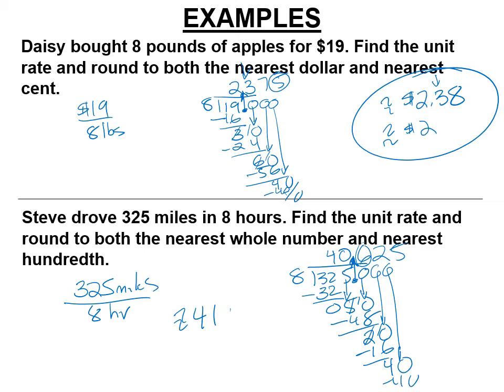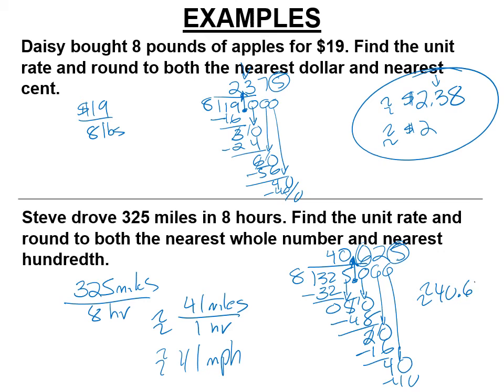Dollars, it's not dollars, it's miles. 41 miles per hour. I want to write that as a fraction to be consistent with all the other ones. So 41 miles in 1 hour, which is around, I don't want to use an equal sign anywhere. So 41 miles per hour. That's the nearest whole number. Now the nearest hundredth, we're looking at the 5, and so the nearest hundredth is 40.63 miles per hour. And you could write it as a fraction.